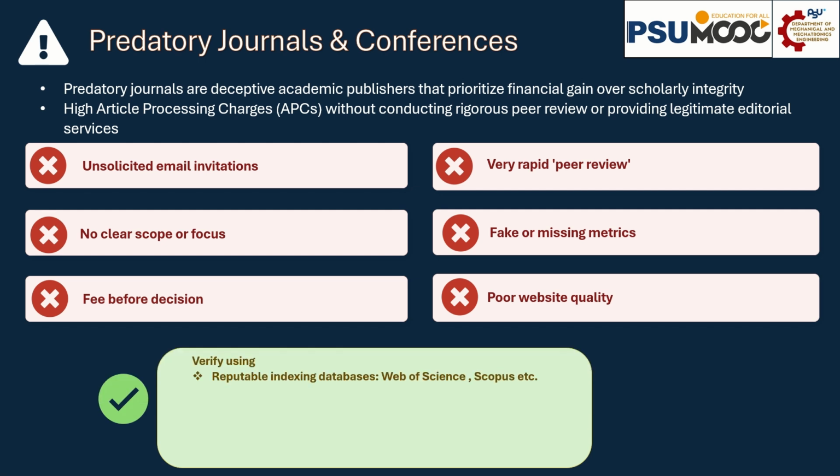Researchers should always verify the journals and conferences by first checking if they are whitelisted, using reputable indexing databases like Web of Science, Scopus, etc., or DOAJ. And if they are blacklisted, using resources like Beall's List, Predatory Journals, Cabell's Predatory Reports, and Think Check Submit.